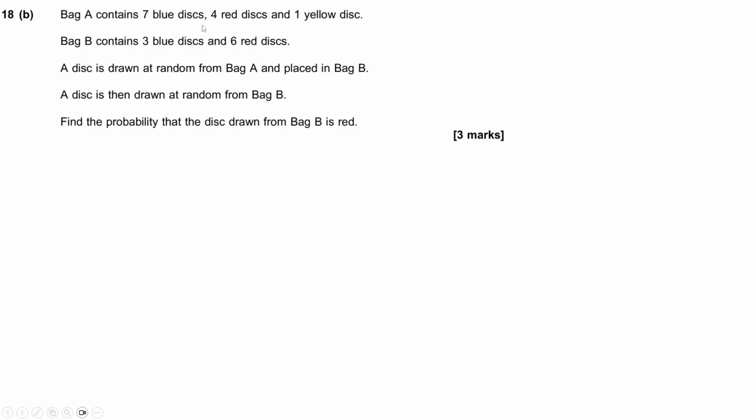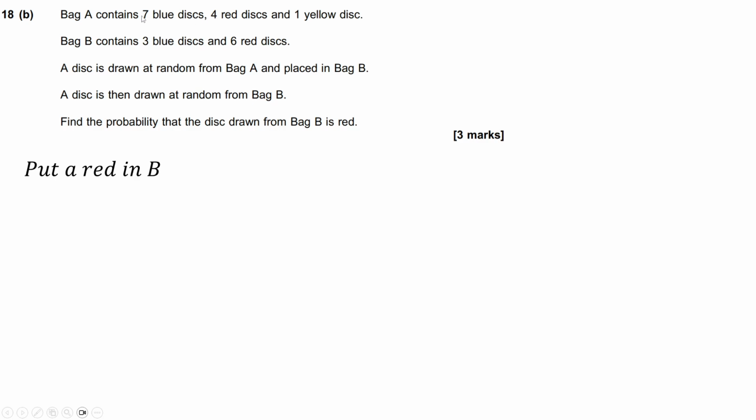Bag A contains 7 blue, 4 red, and 1 yellow. Bag B contains 3 blue and 6 red. You take 1 from bag A and place it in bag B, and then you take 1 from bag B, and you want the probability of this one being red. The first possibility is if you take a red from A and put it in B. So put a red in B. What's the probability of this?